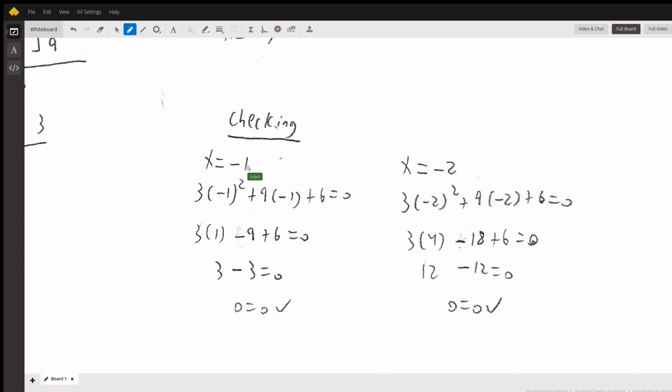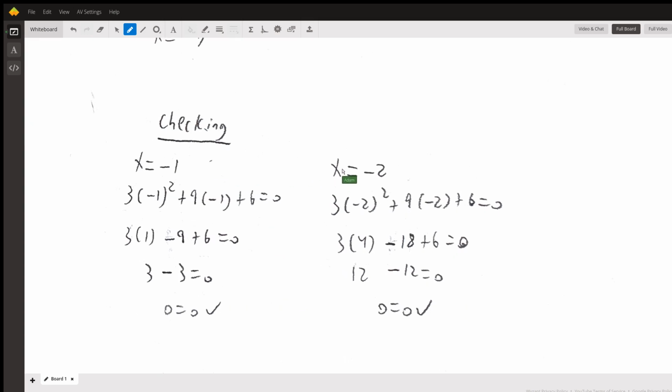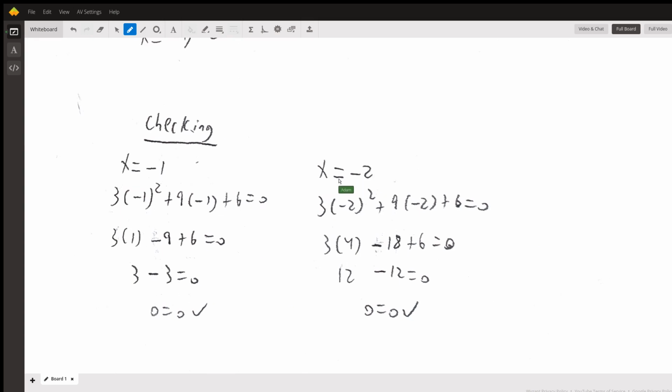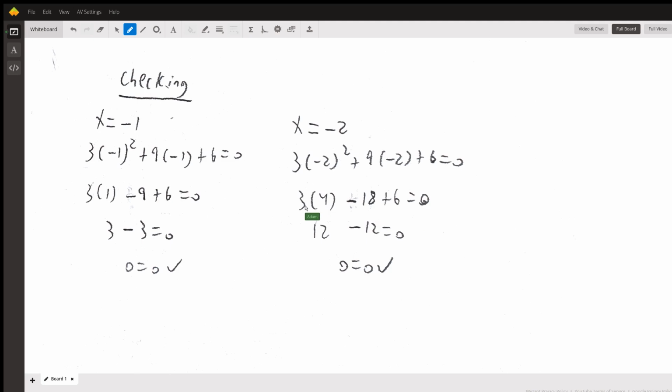And what about x equals negative 2? It may not seem intuitive initially that a number that's double the value would just work, but that's why we test it out. So x equals negative 2. Again, we're taking the value and just plugging it in. So 3x squared plus 9x plus 6 equals 0. Now the x is negative 2. Negative 2 squared is 4. Negative 2 times 9 is negative 18. Okay, we're down here now. 3 times 4 is 12. Negative 18 plus 6 equals negative 12. 12 minus 12 equals 0. And again, 0 equals 0.